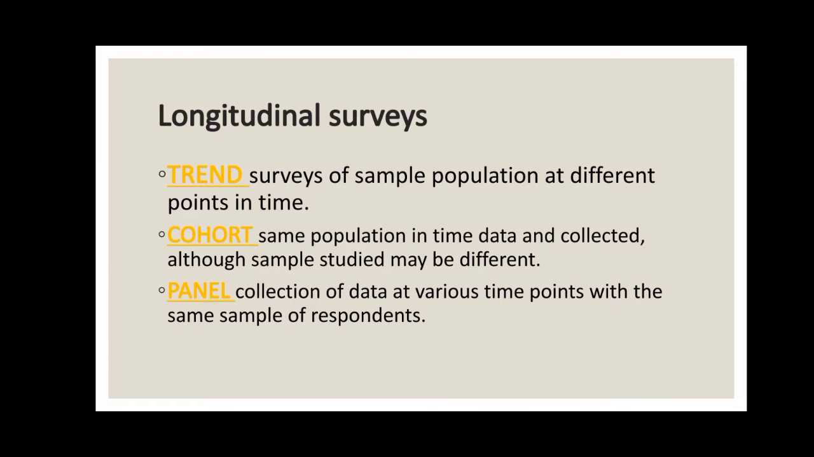Longitudinal surveys are divided into three: the trend, the cohort, and the panel. Trend is a survey of a sample population at different points in time. Cohort is the same population over time where data are collected, although the sample studied may be different. Panel is the collection of data at various time points with the same sample of respondents.